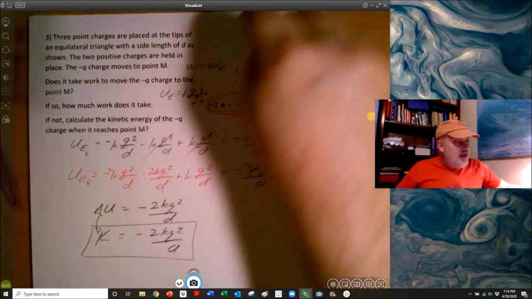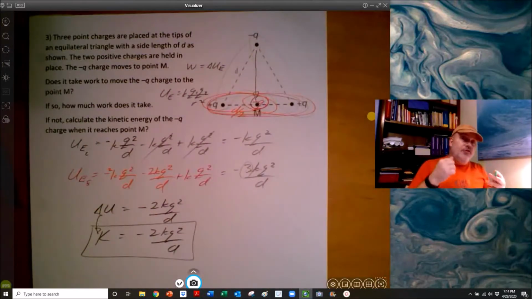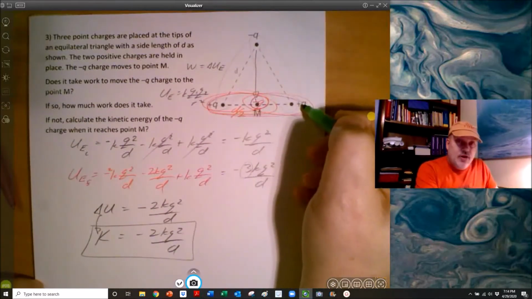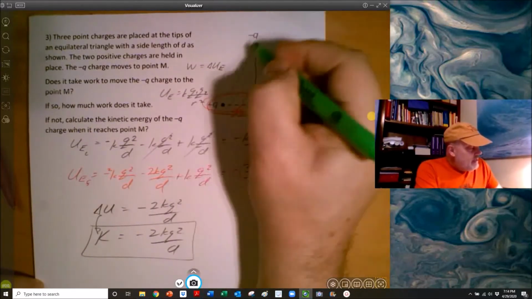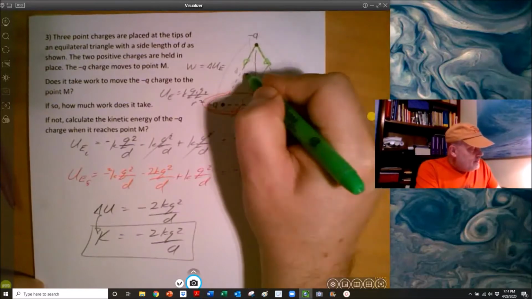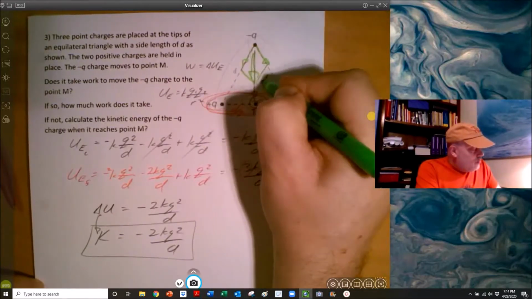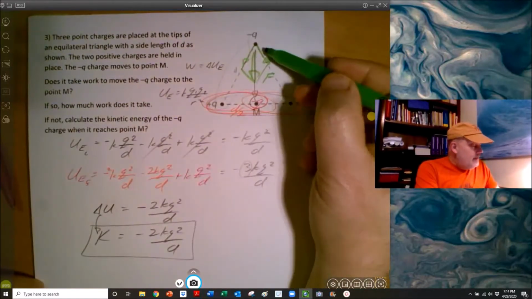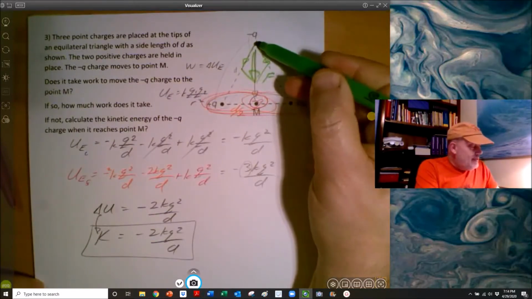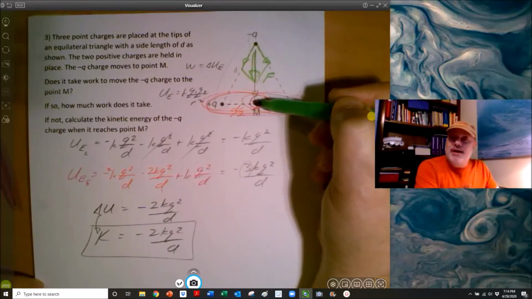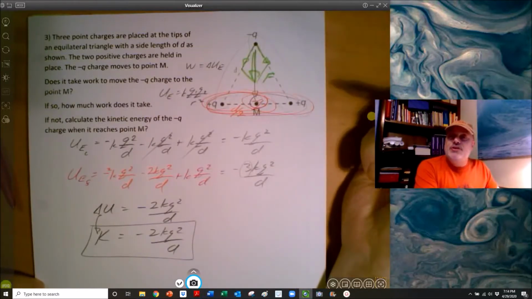Now, let's see if that makes sense. Let's look at it in terms of forces. This is a positive charge, this is a negative charge, so it will be pulled this way. Positive, negative, this one will be pulled this way. So yes, indeed, we get a net force downward, and it's going to naturally move this direction. It won't require any work to place this here. It's going to naturally move there by itself and pick up kinetic energy along the way.